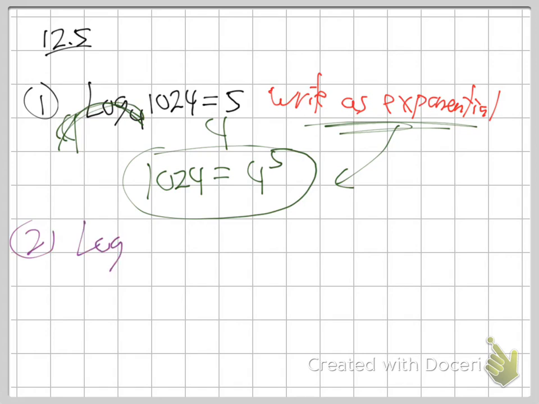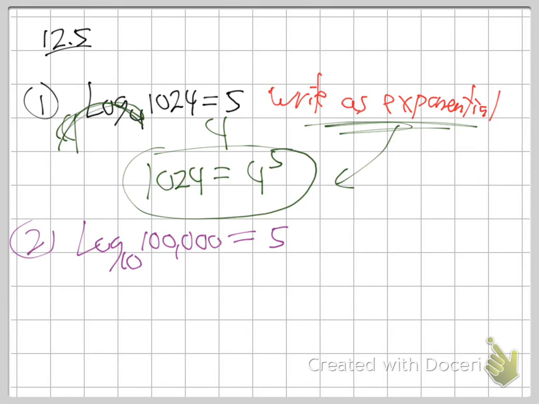Okay. Log base 10 of 100,000 is 5. So that 10 is lowered down on purpose. And notice the way I say it: log base 10 of 100,000 is 5. Right? That's a base. Okay.